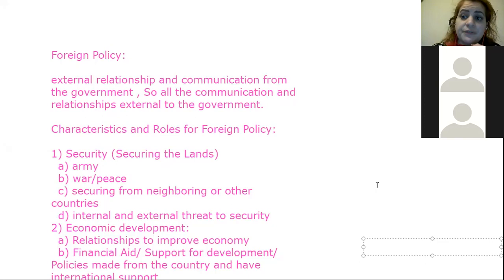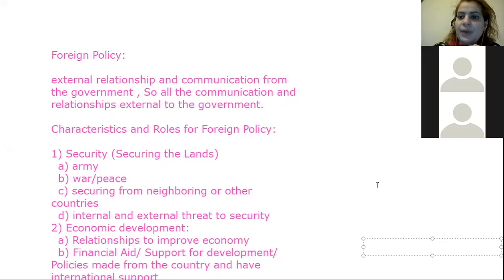You have human rights. You have development of the country in all aspects, maybe not only in economic development, but also education, maybe transportation. Maybe they want to develop in a cultural sense. They want to make other countries aware of their culture and their own country aware of their culture.